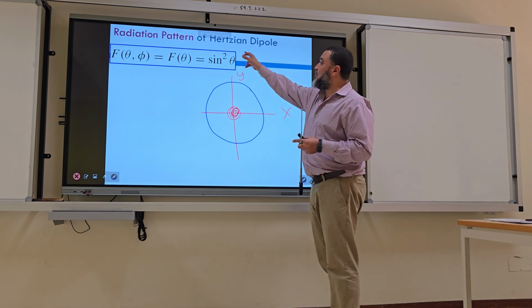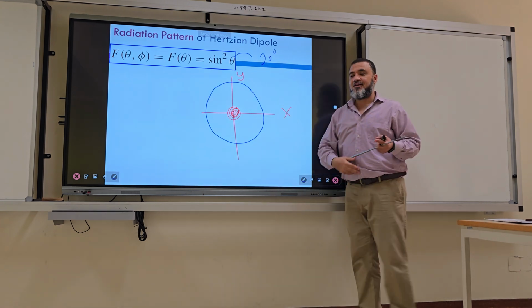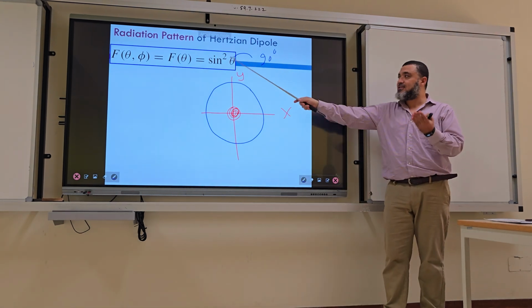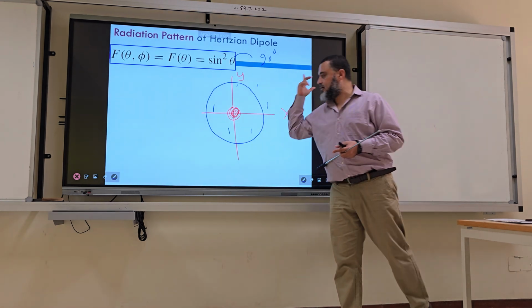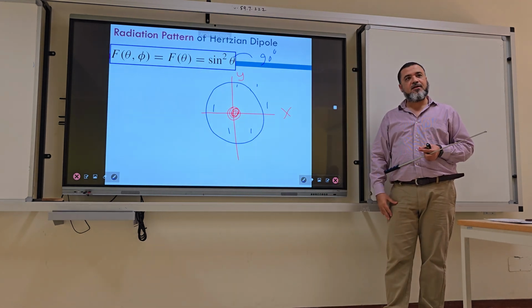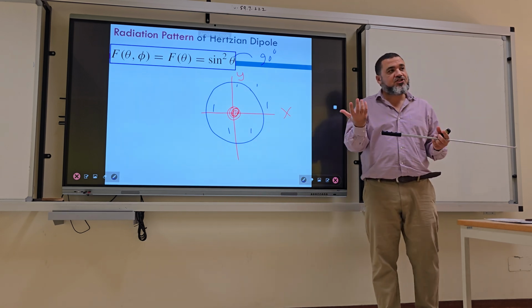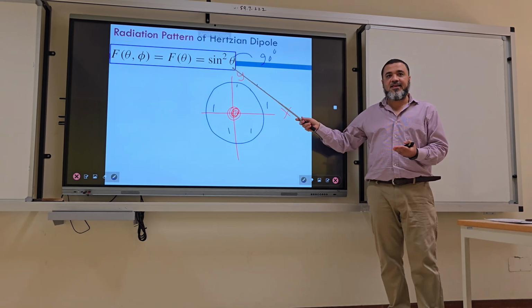Theta is always 90 degrees. There is no other value. In the XY plane, theta is constant. So this guy is 1, anyway is 1. Non-directional. Okay? So now you have better visualization about how this antenna is radiated.